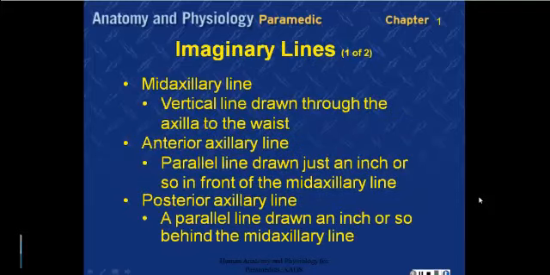Imaginary lines. There's the mid-axillary line, which is the vertical line drawn through the axilla to the wrist. What's your axilla? To the waist, I'm sorry. It's the vertical line drawn through the axilla to the waist. The anterior axillary line is a parallel line drawn just an inch or so in front of the mid-axillary line. The posterior axillary line is a parallel line drawn an inch or so behind the mid-axillary line.